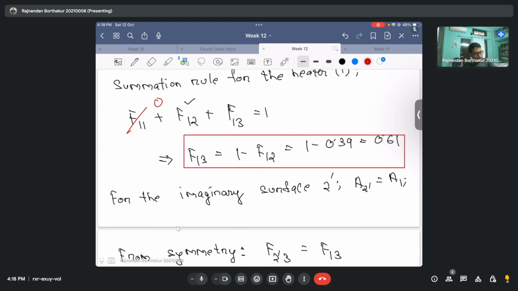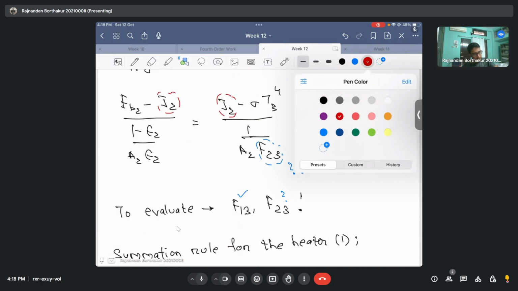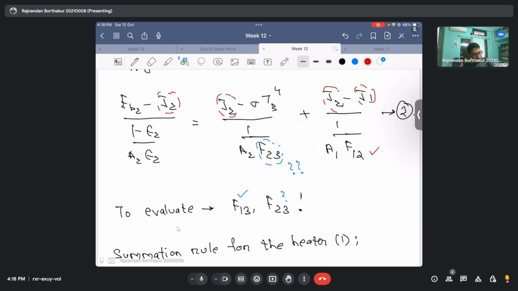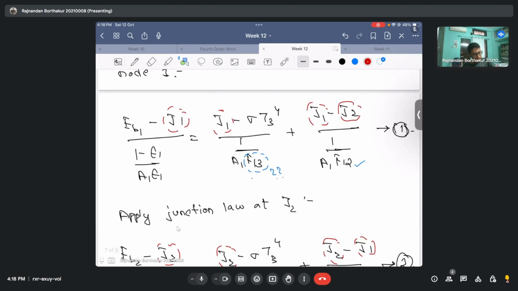This means we now know all the view factors associated with equations 1 and 2. F12 is known, F23 we have already calculated, and similarly F13 we already know, and so is F12 that was given to us. So just substitute all these view factors, all the areas, and all the emissivities. I'll not do the math for the sake of repetitiveness. EB1 we all know is sigma times T1 raised to the power 4.